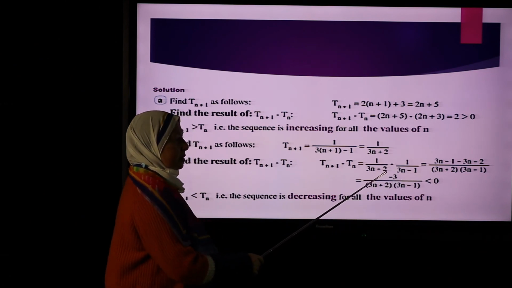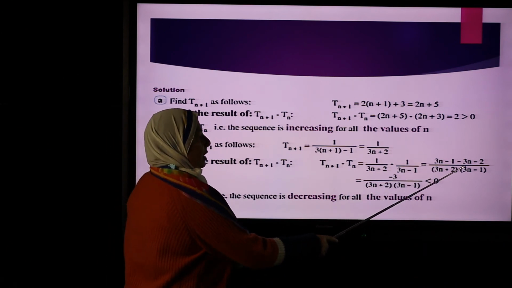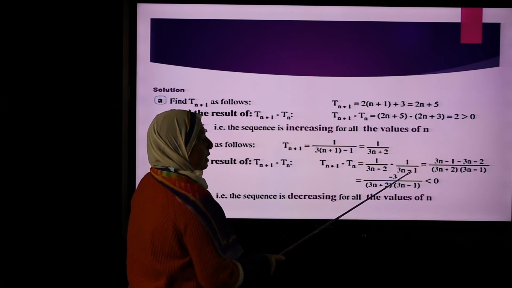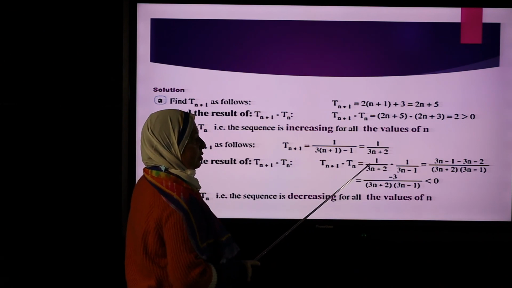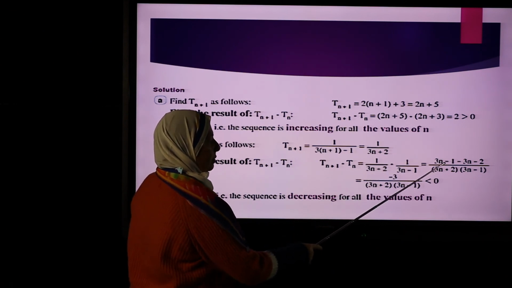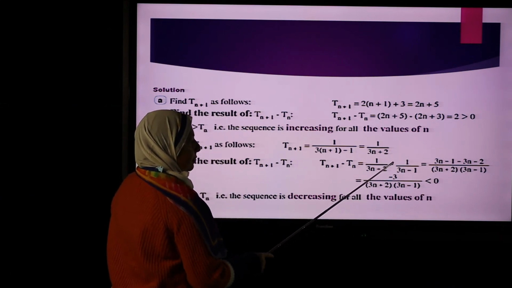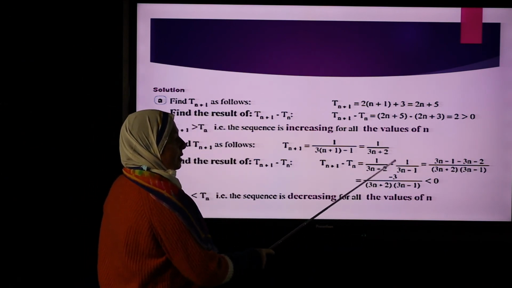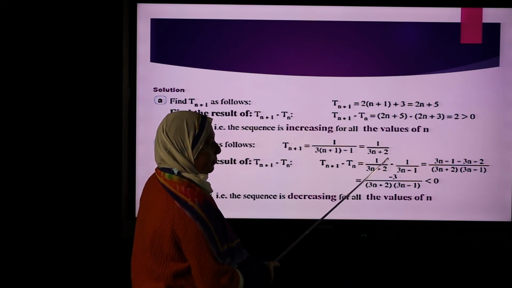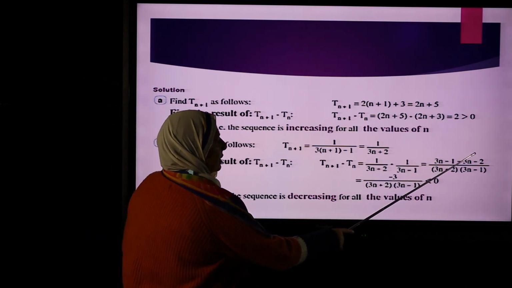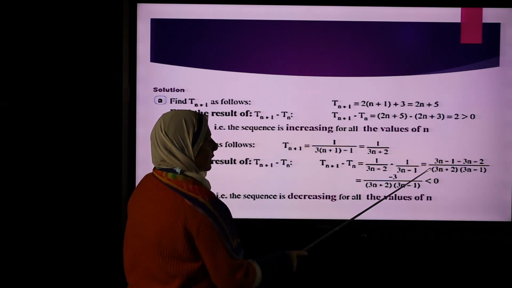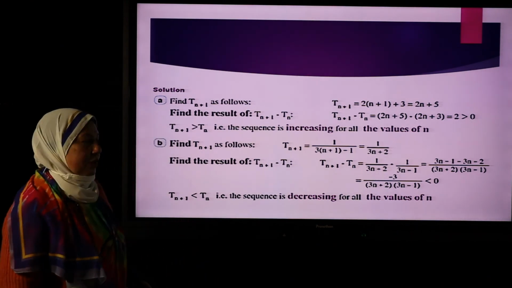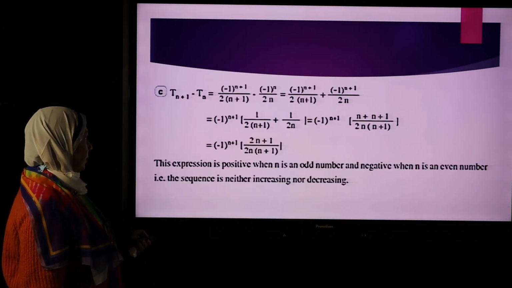Not the same denominator, therefore we multiply the denominators. 3n minus 1 times 1 minus 3n plus 2 times 1. Okay? Negative 3n minus 2, 3n plus 2 positive. Okay, 3n cancels with negative 3n. Negative 1 minus 2, negative 3. A negative fraction is smaller than 0. Any negative number is smaller than 0. Thanks.